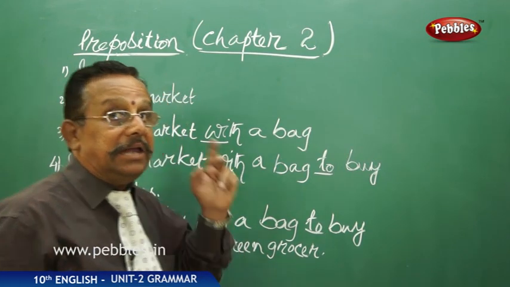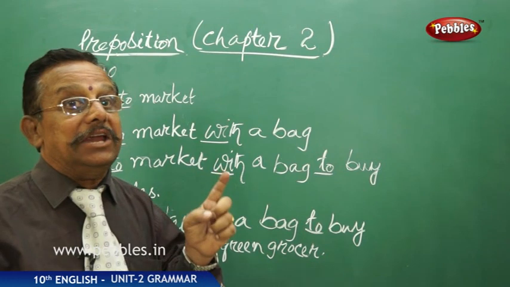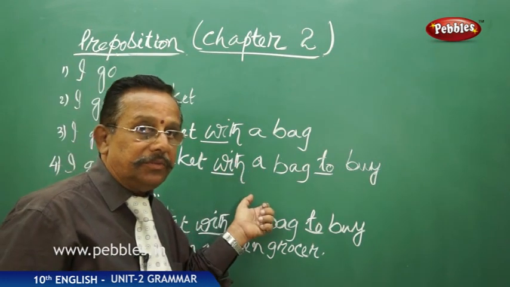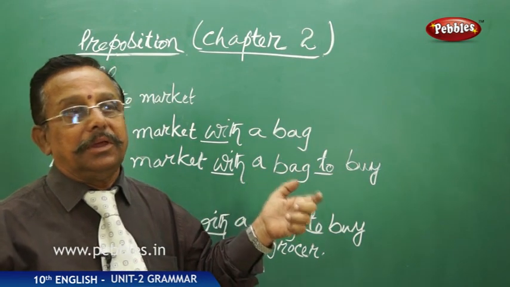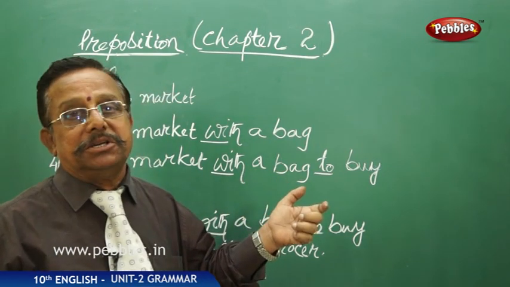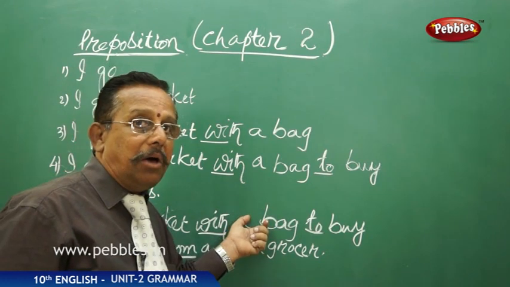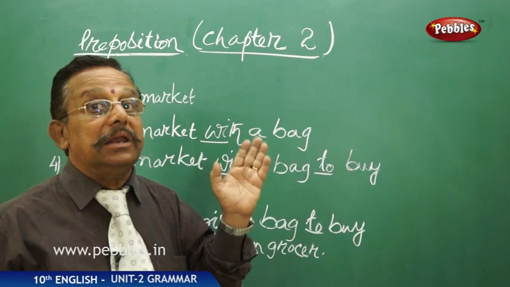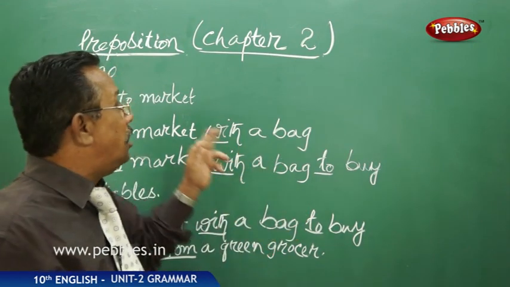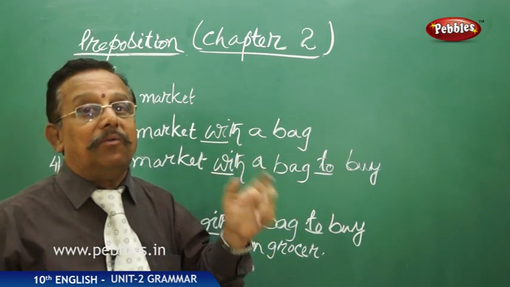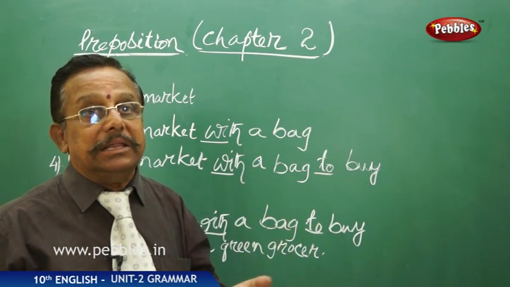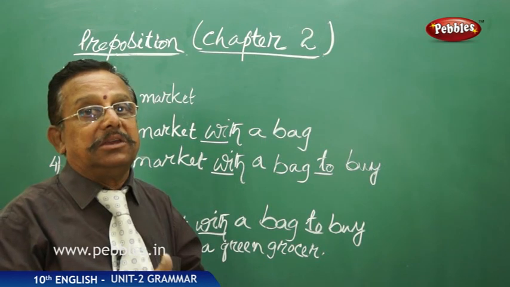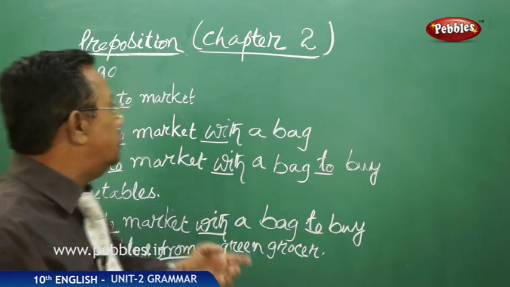They determine the relation between noun and noun, noun and action, noun or pronoun and the other part of the sentence. They determine the relation, and so they are called prepositions. Why are they called prepositions? They are always kept in front of a certain word. What is that? Let us see here.